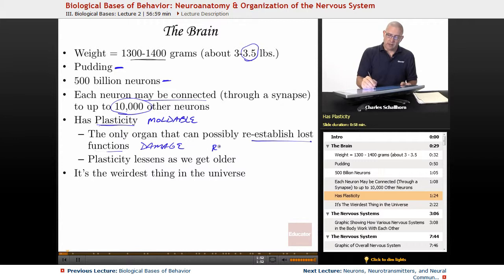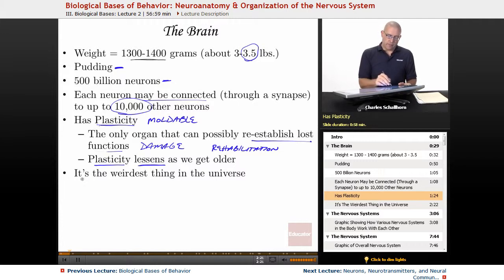And that's where rehabilitation psychology, physiotherapy, all those fields for people who have suffered brain injuries, whether it's from accidents or strokes, whatever it might happen to be. Incredible amount of work that can be done to retrain the brain. The challenge is, though, that plasticity lessens as we get older. It's great when we're little kids, less functional when we get older.